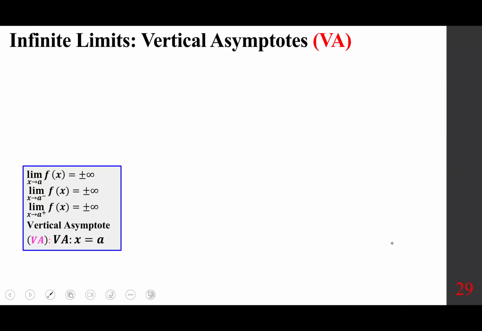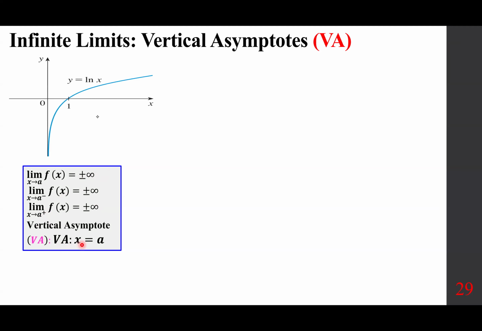What about VA, vertical asymptote? What is the definition of that in calculus? Limit of f of x as x approaches a, or a from the left, or a from the right. If it's either negative or positive infinity, then the vertical asymptote, VA for short, has the equation x equals a.